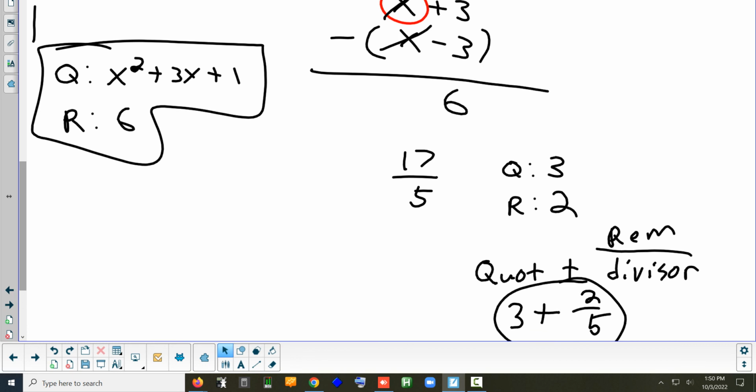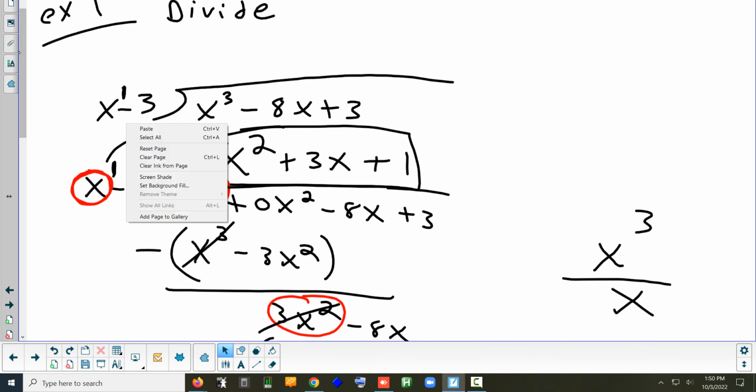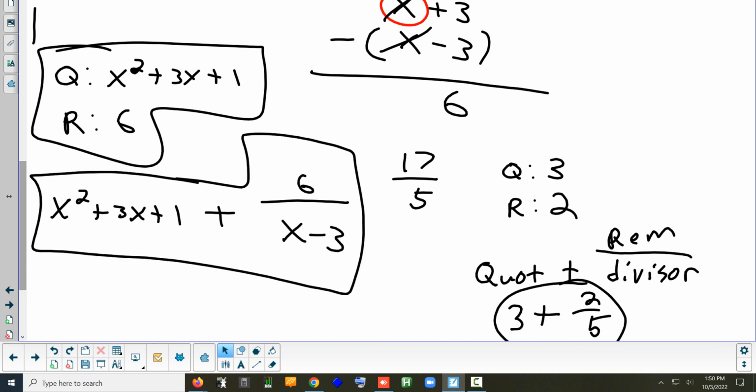Let's do the same thing here. So the other way you can write this answer is quotient plus my remainder over my divisor, x minus 3. It's exactly the same idea. Either answer is correct. Which way could you do it if the directions didn't say? Do it any way you want.